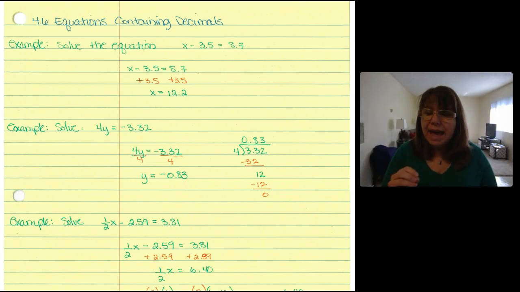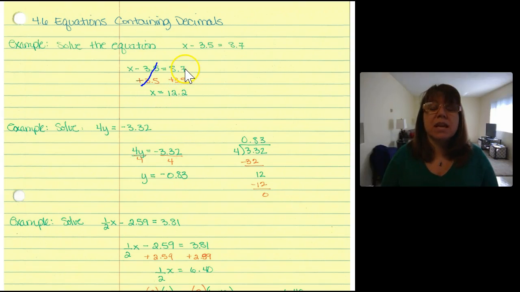For example, if I had a problem that didn't contain any decimals, x minus 3 equals 8, I would add 3 to both sides of the equation, so I'd have x equals 11. Now I have decimals, so the same rules apply. In the case of x minus 3.5 equals 8.7, I'm going to add 3.5 to both sides. So add 3.5, add 3.5, the 3.5's go away, and I am left with 8.7 plus 3.5, that gives us x equals 12.2.